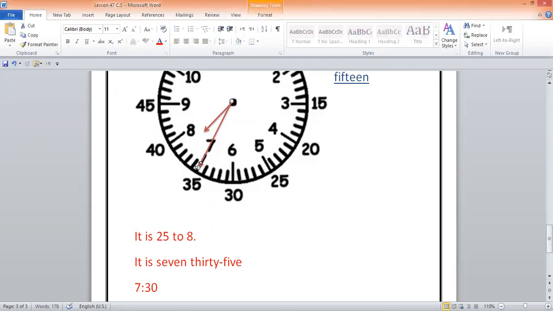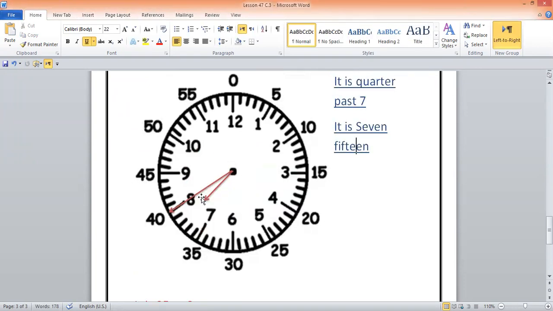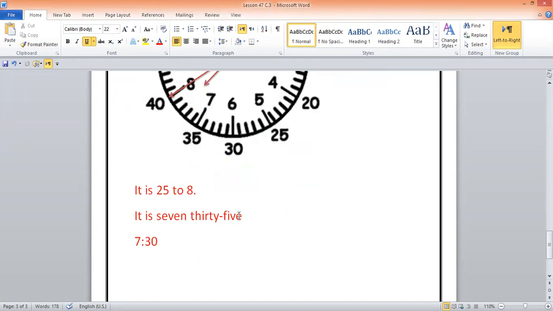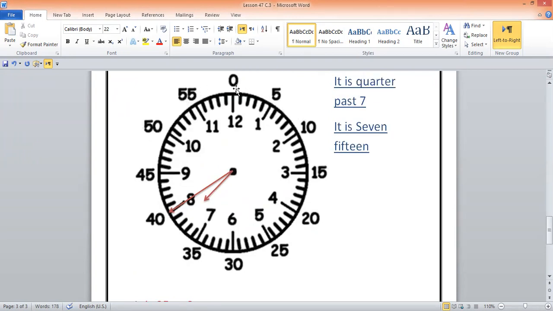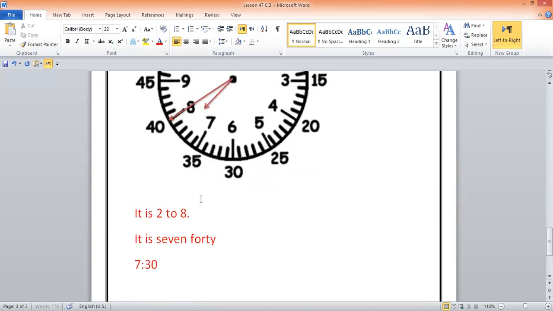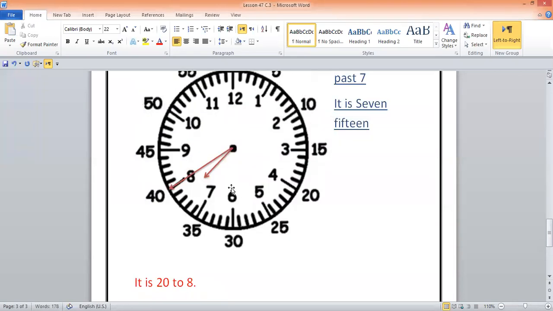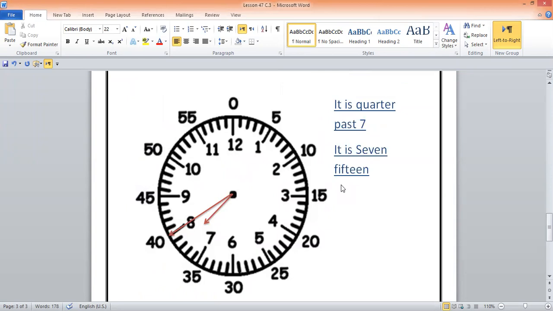Okay, let's suppose it reaches up to here. Now how will you tell the time? If you count the minutes, there are 40 minutes. So you can say it's 7:40, or you can check how many minutes are left for the next hour: 5, 10, 15, and 20. 20 minutes are left for the next hour. And which is the next hour? The next hour is 8. So you will say it is 20 to 8. Clear, guys?